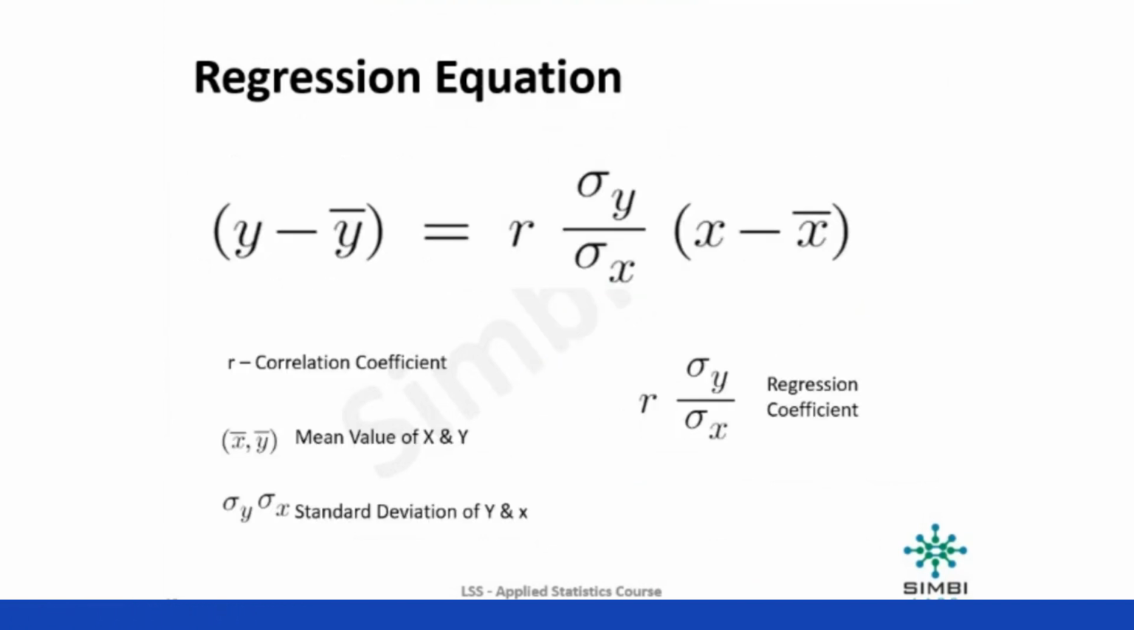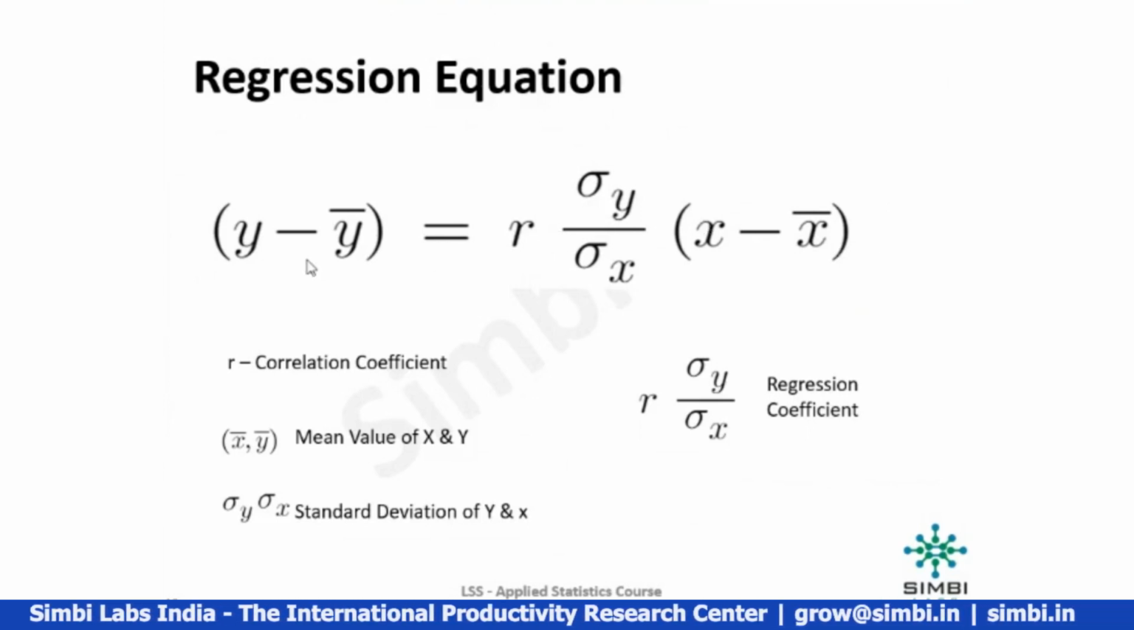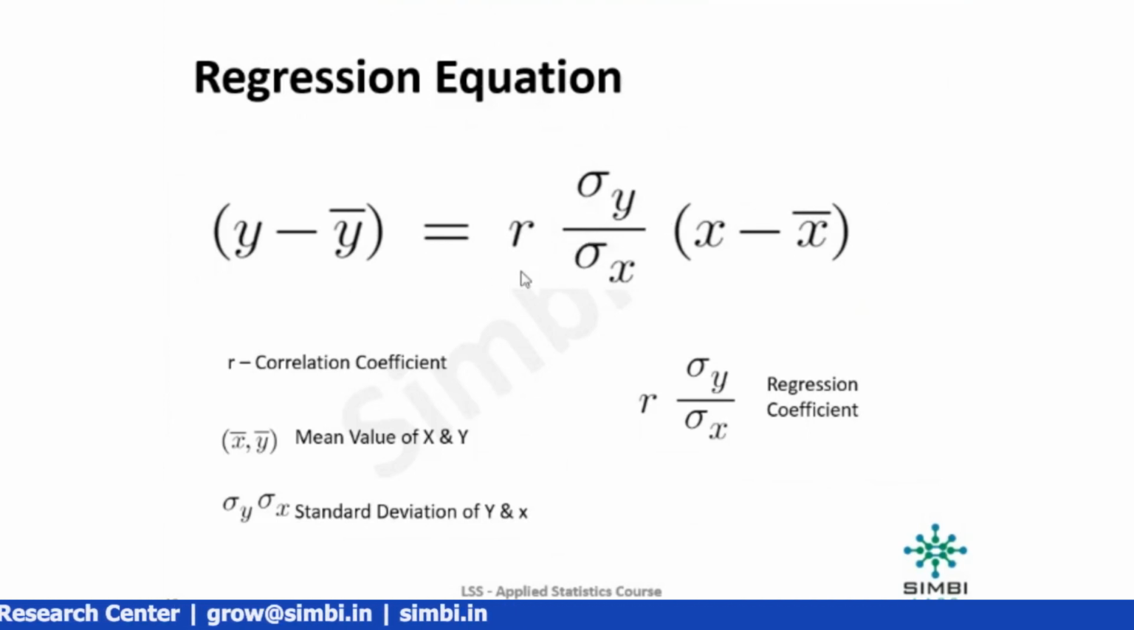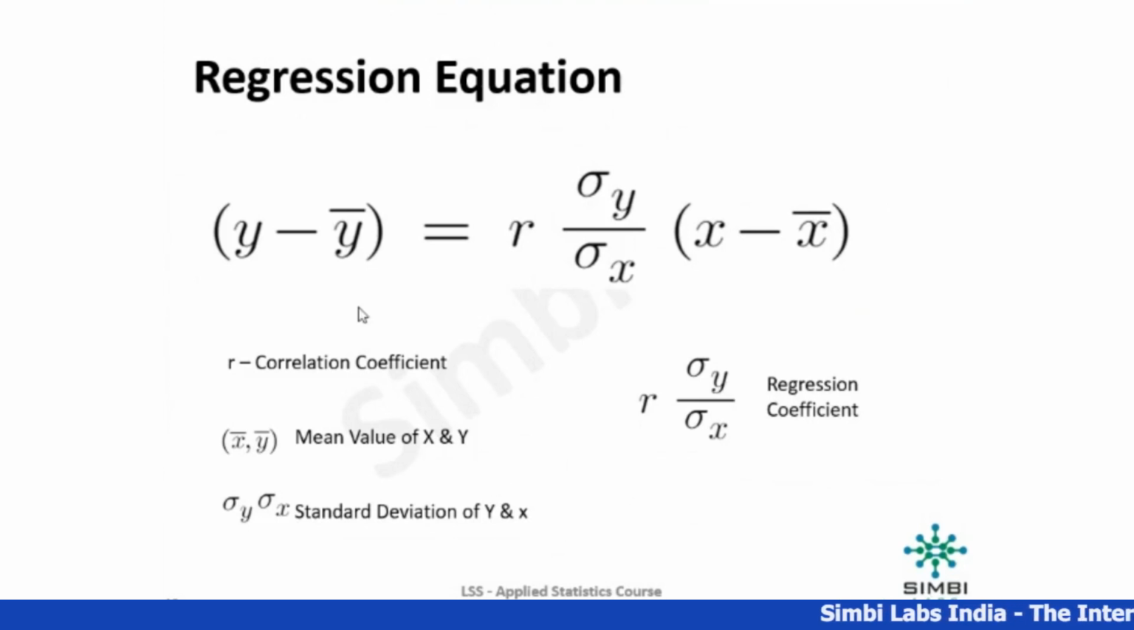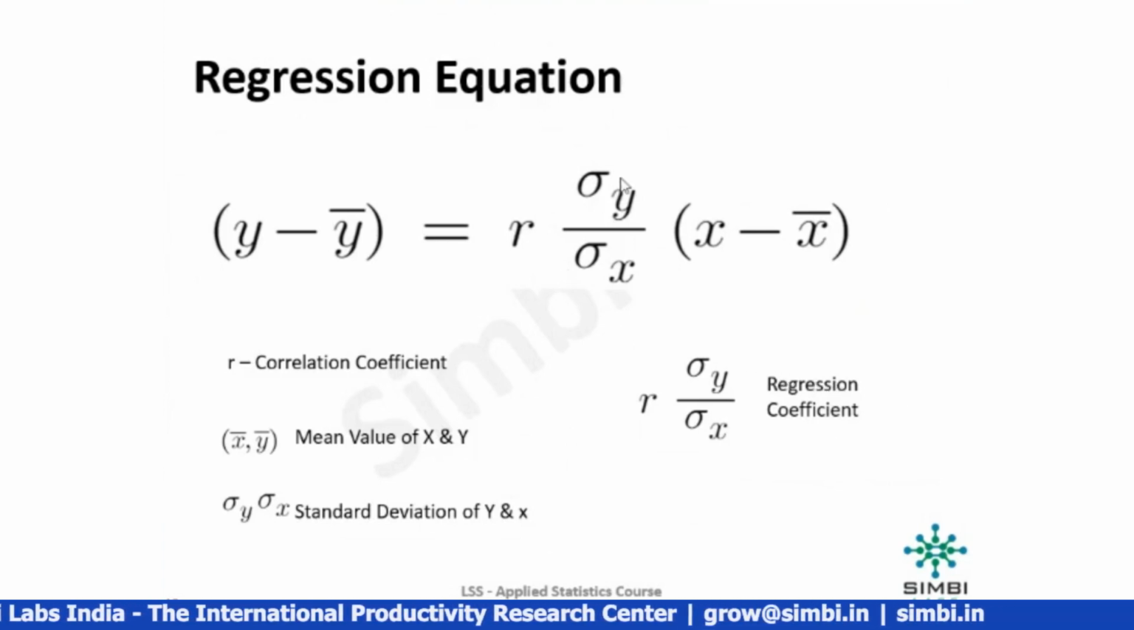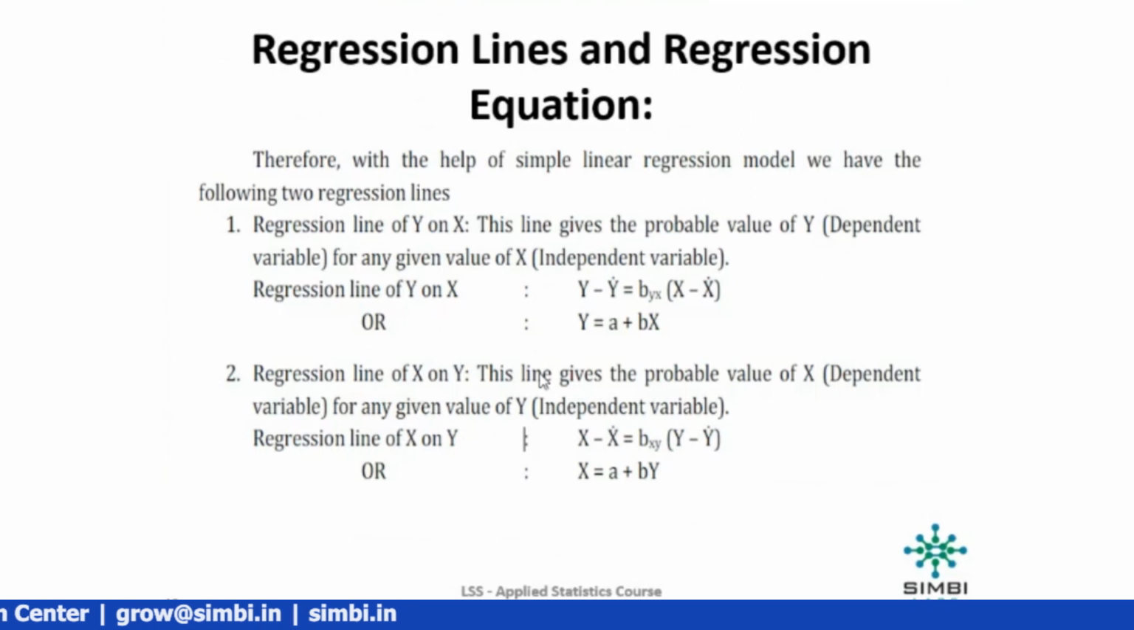And the regression equation is y minus y bar equal to r times standard deviation of y by standard deviation of x into x minus x bar. So this is the regression equation. And for this, we need to find all the standard deviation and r values and mean values. R means correlation coefficient, and y bar and x bar are the mean values of y and x, and the standard deviations of y and x values. And we can find the regression coefficient by r equal to standard deviation of y by standard deviation of x.